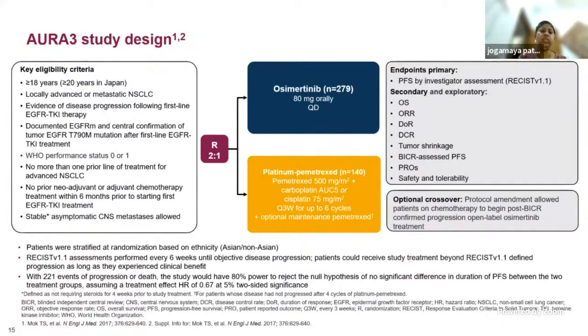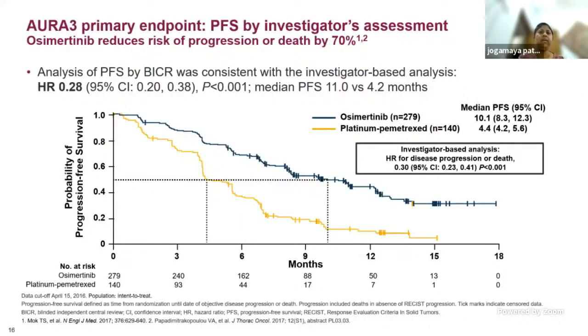They were randomized in a 2:1 fashion to osimertinib 80 mg once daily or platinum-based chemotherapy. The chemotherapy chosen was pemetrexed plus either cisplatin or carboplatin up to 6 cycles, and optional maintenance with pemetrexed was also chosen. The primary endpoint was PFS. Secondary endpoints were overall survival, overall response rate, duration of response, disease control rate, tumor shrinkage, patient-related outcomes, safety, tolerability, etc.